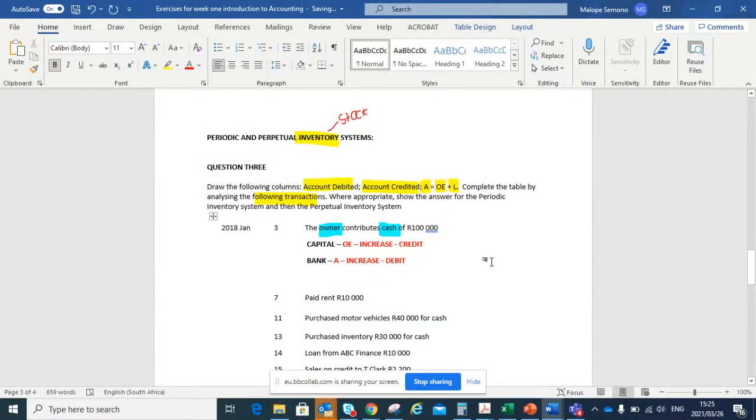Okay. So now, after analyzing these, I'm ready to record. Remember, we had columns. I'm going to go to the column. Remember, the date is the 3rd. But remember, the columns that I have, I need to decide which one is debited. Already I know. So it means capital will be put under credit. Bank will be put under what? Debit. Let me go there.